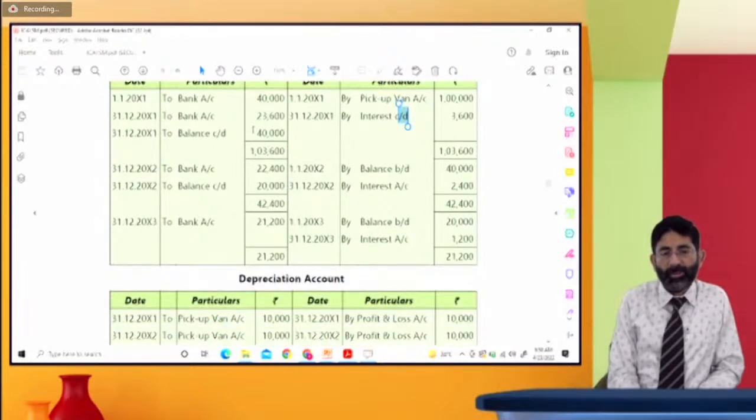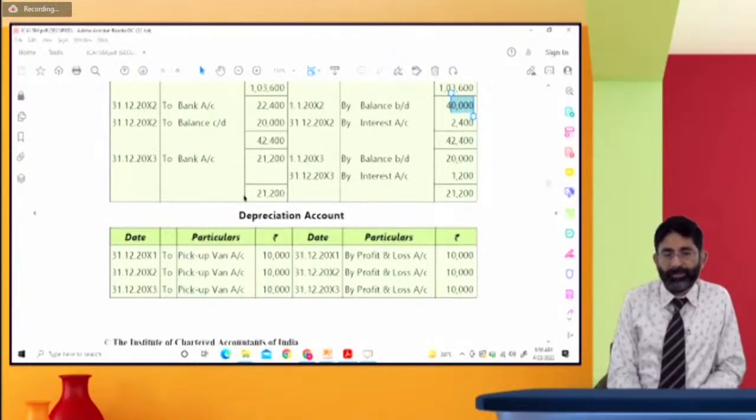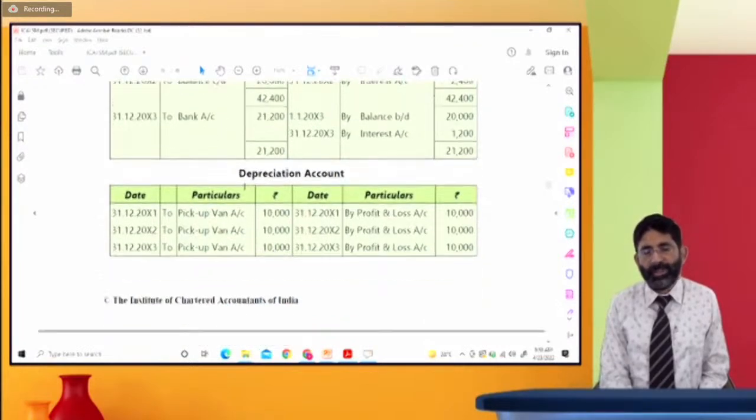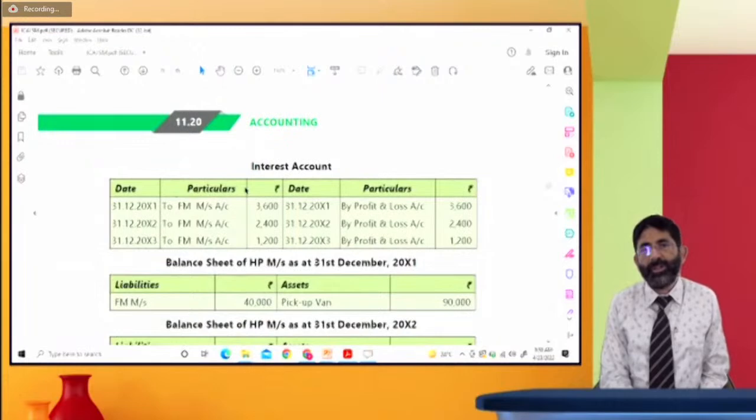Then interest will be calculated in the second year on 40,000 rupees. So it is also very simple. By interest account 2,400. Because full year interest is to be calculated, that can be calculated very easily. To bank account 22,400, and then to balance carried down. So it's very simple. Another account is depreciation account. That is very easy. We know it very well how to prepare it. Depreciation account debit to pickup van and by P&L account every year. Interest account is also very easy. Interest to vendor and by P&L.